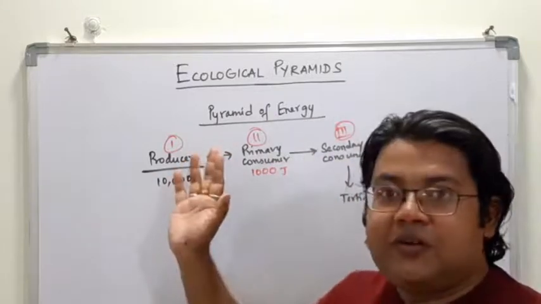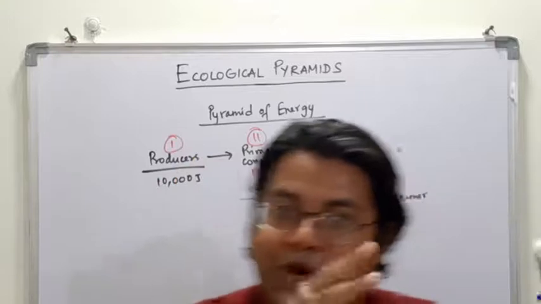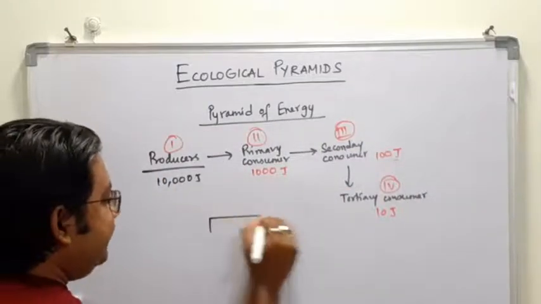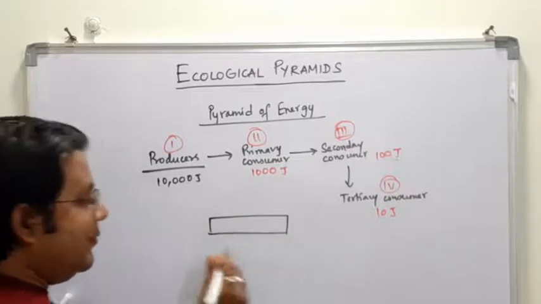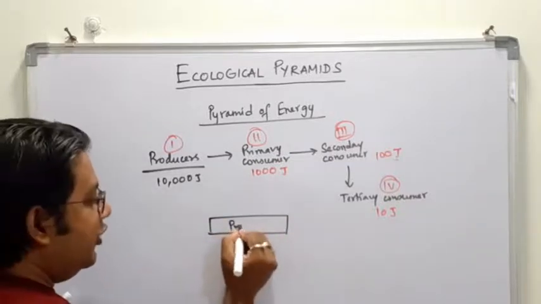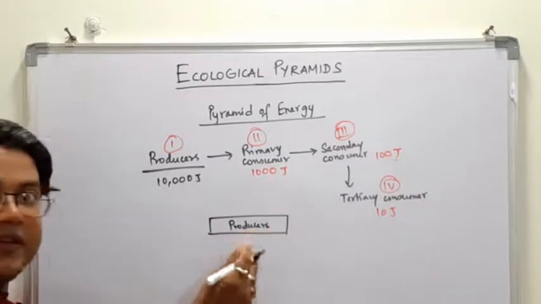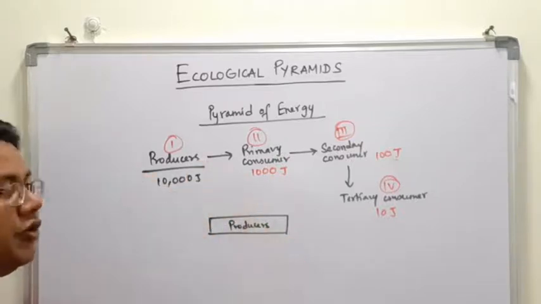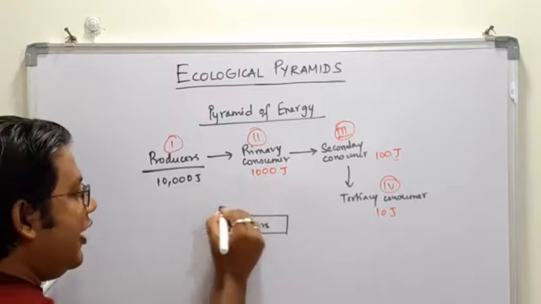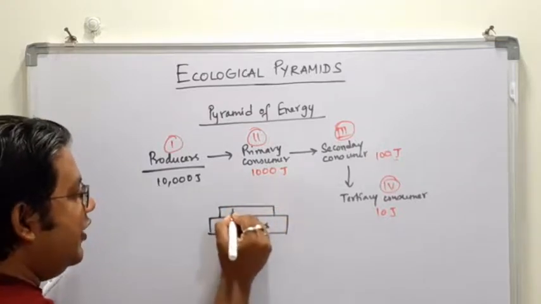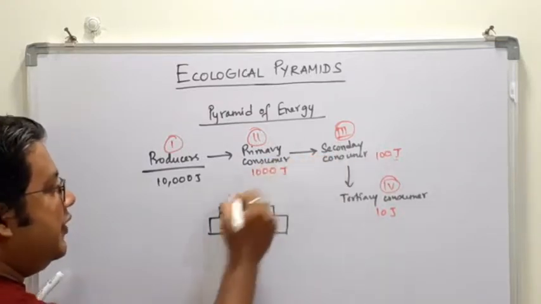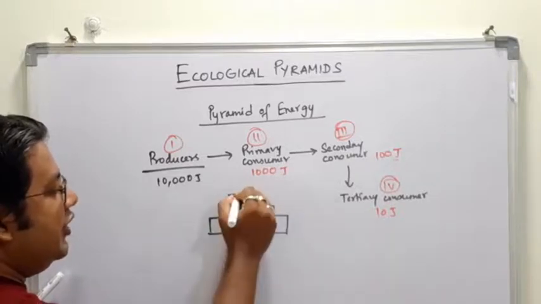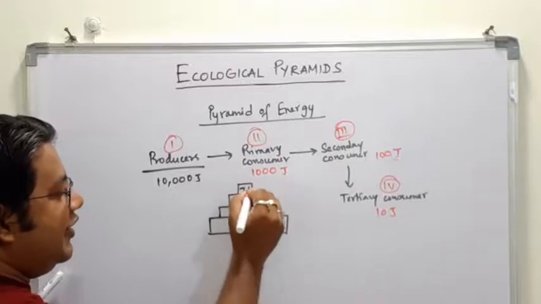Now, if you want to represent that graphically in the form of a pyramid, to represent the pyramid of energy, what will the pyramid look like? The producers will have the maximum block. This is the block for the producers, the amount of energy present in the producers. The primary consumers will have less than that, 10% of it. Secondary consumers will have less than that. Tertiary consumers will have still less than that.